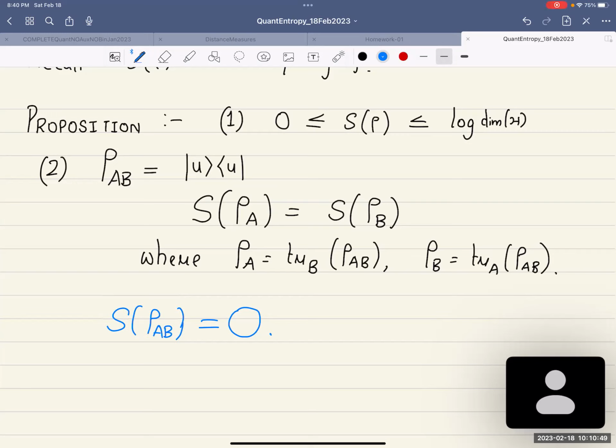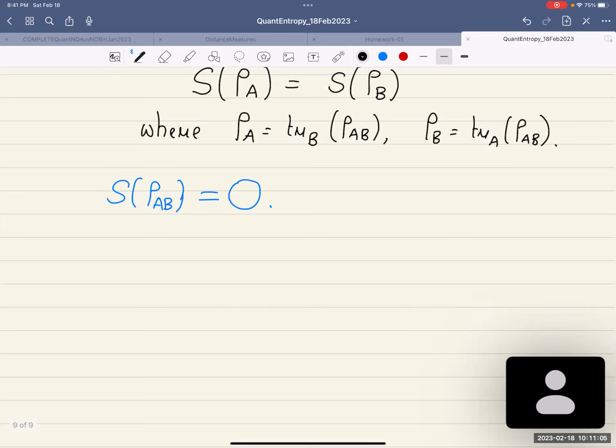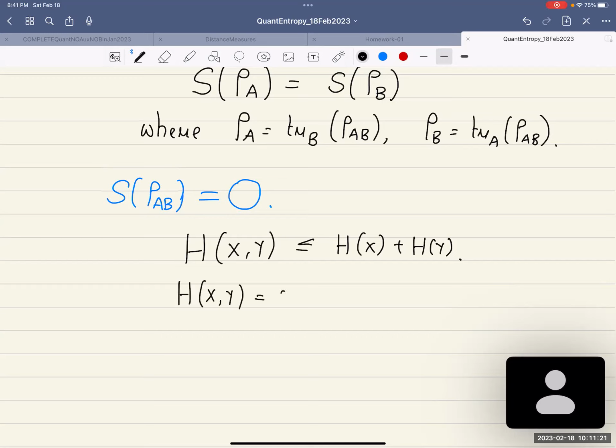But its components, I don't claim have 0 entropy, but I claim that the components have equal entropy. Observe, remember in your classical course, you showed this, right? H of x comma y is less than or equal to h of x plus h of y. If h of xy is 0, what can you say about h of x?